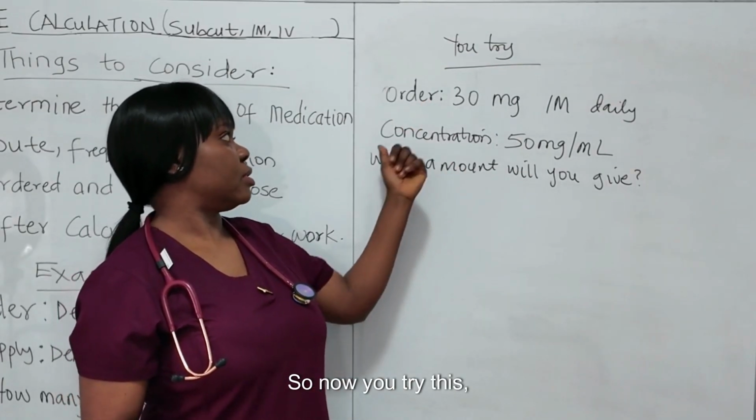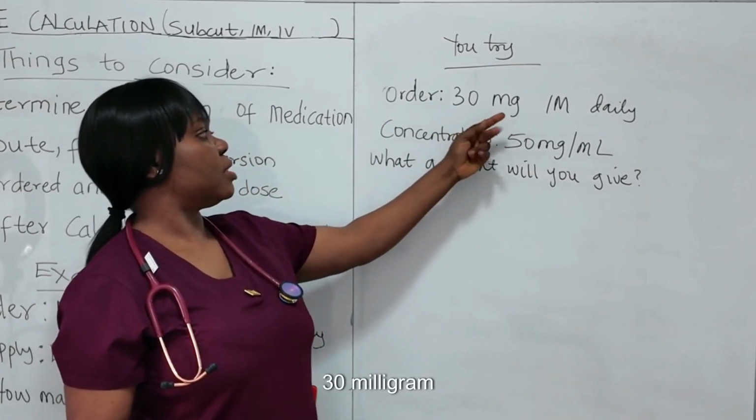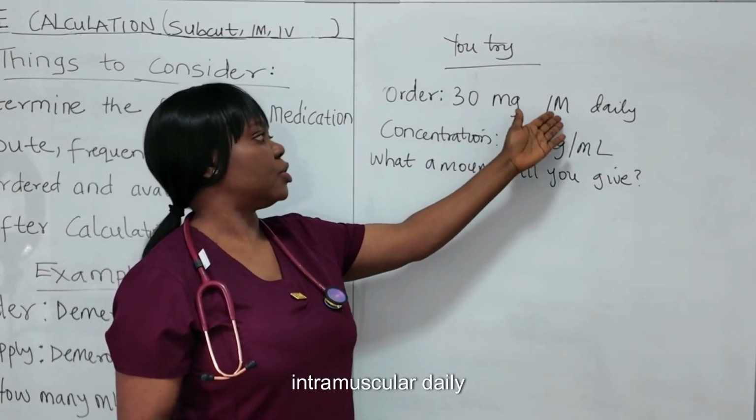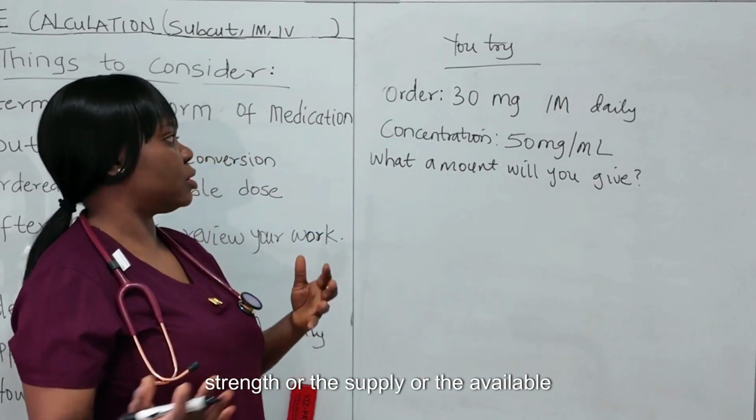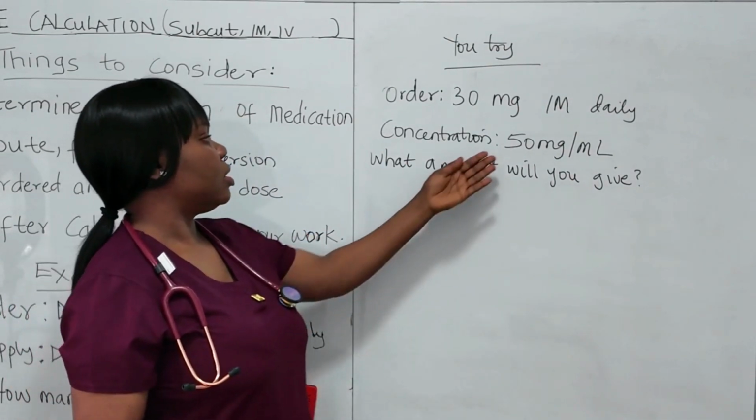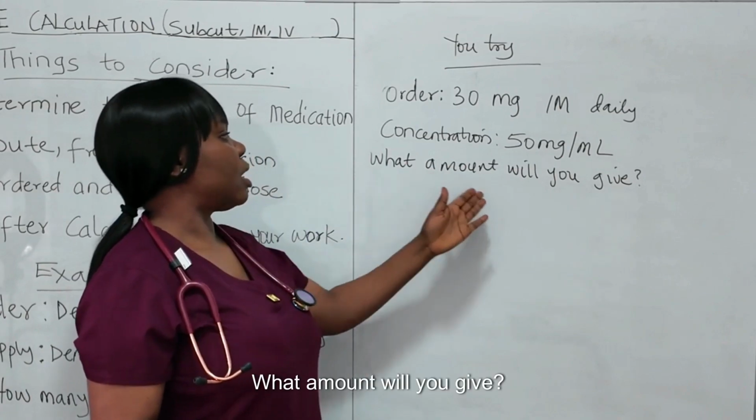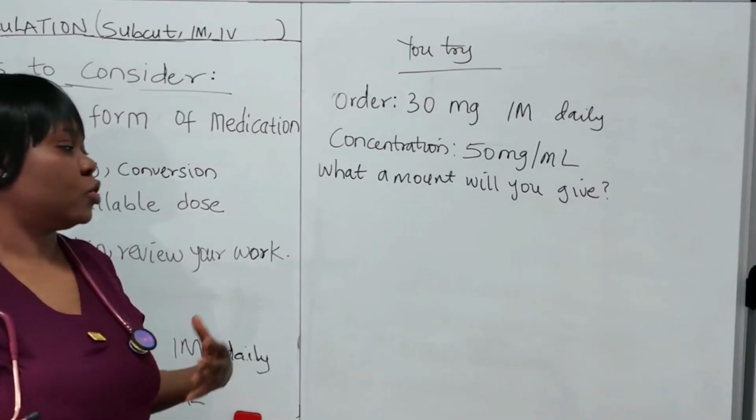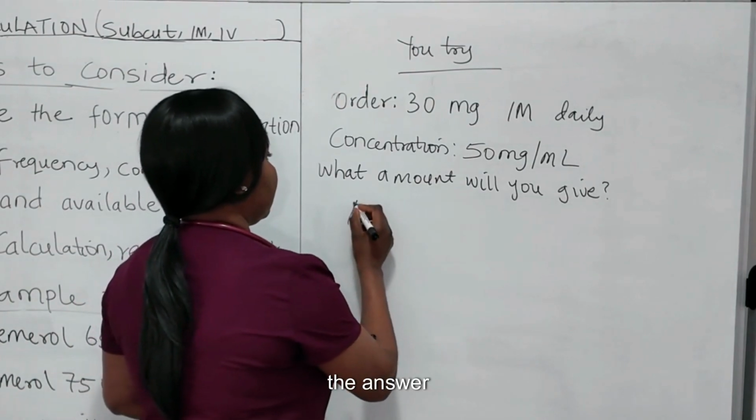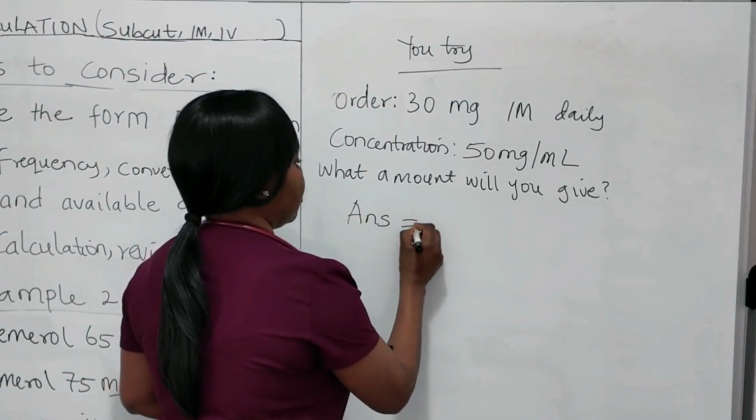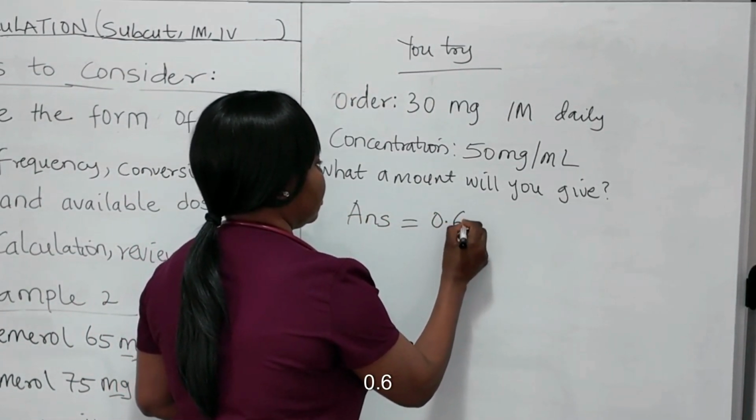So now you try this. Order 30 milligram of the medication intramuscular daily, and the concentration, which is also the strength or the supply or the available, is 50 milligram per mil. What amount will you give? So if you did your calculation right, the answer will be 0.6 mil.